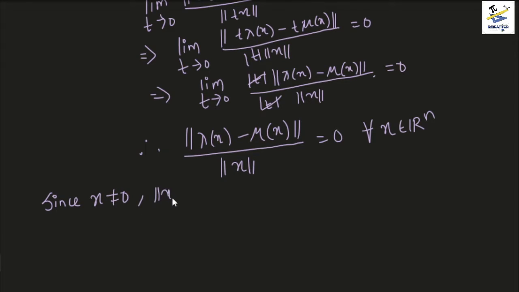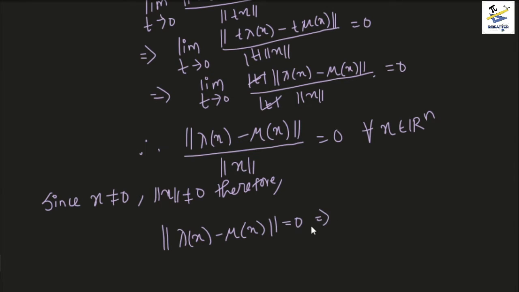Since x is not equal to 0, the norm of x would not be equal to 0. Therefore, the norm of lambda x minus mu x is equal to 0. And we know from the properties of norm that if the norm of a function is 0, that function is identically 0, right? So lambda of x minus mu of x is identically equal to 0, which means lambda of x is equal to mu of x. So this all confirms the fact that the linear transformation is unique.